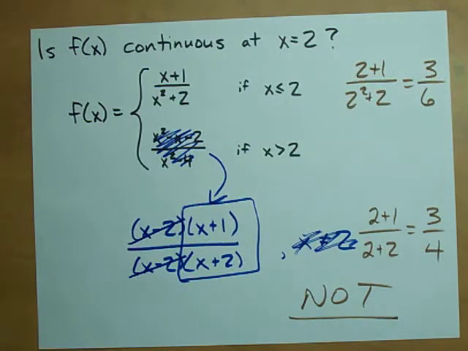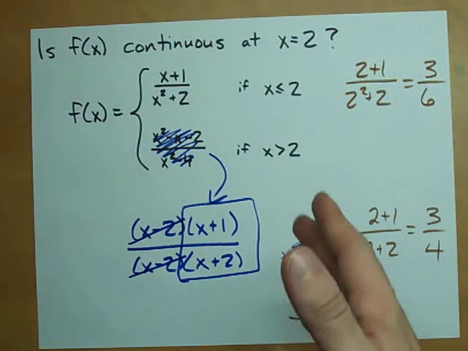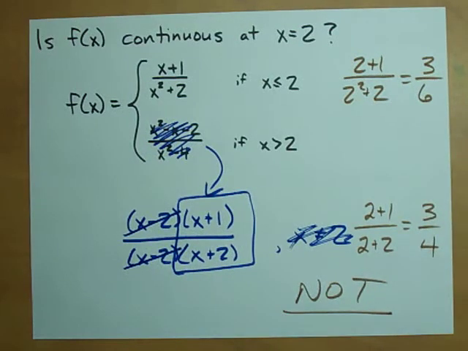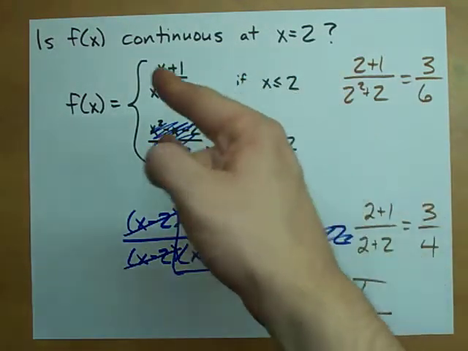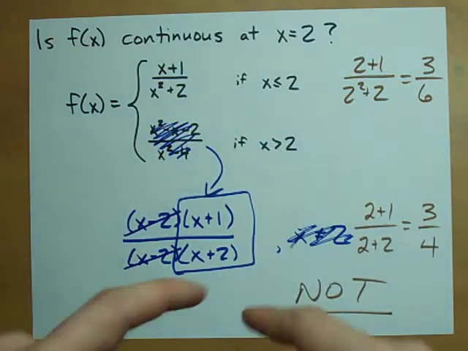You'll have to show it a little more mathematically rigorously on the test. In fact, maybe I'll post a video where I do it more rigorously. But right now you need answers. And the answer is it's not continuous because when you plug in 2, it's not the same number.